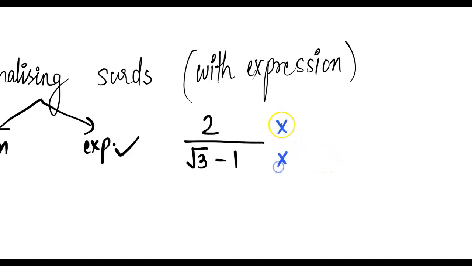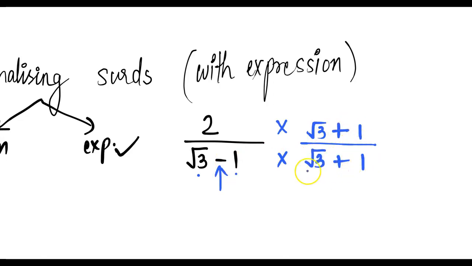We multiply and divide by something. What exactly do we do? We take these terms and just the opposite of the operator here. If it's minus, we take plus. And we multiply and divide by the same expression.